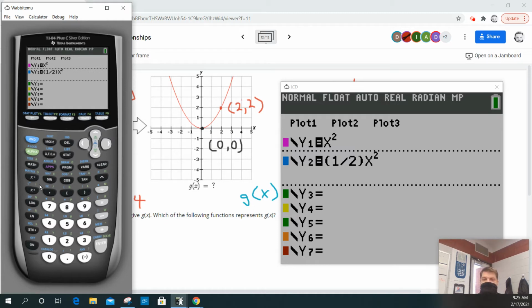Okay. So I'll give you guys a second. I know you're writing some stuff down, but go ahead and pick up your calculators and try to plug in x squared for the first one. And then 1/2 times x squared for your second equation. I'll leave that up there so you can see how I plugged it in.